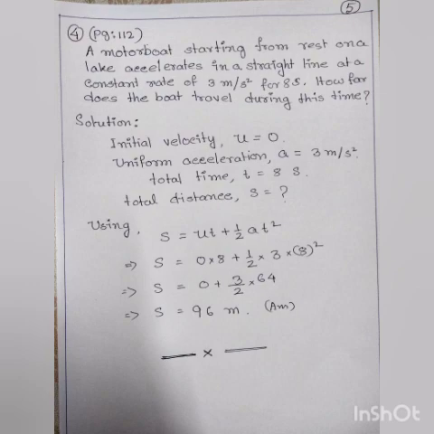What will we get? s is equal to 0 into 8, means ut will be 0 here. Half a t square means half into 3 into t square, means 8 square. Just substitute, what will we get? s is equal to 96 meter. Means during 8 seconds with uniform acceleration 3 meter per second square, the boat will travel 96 meter.